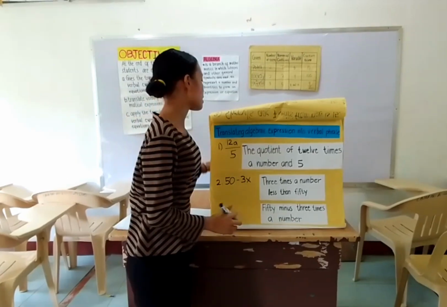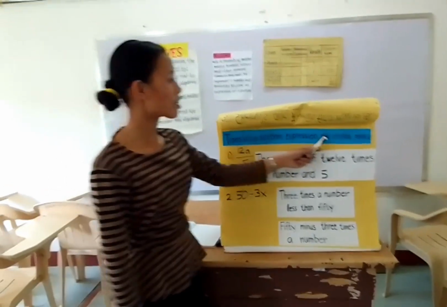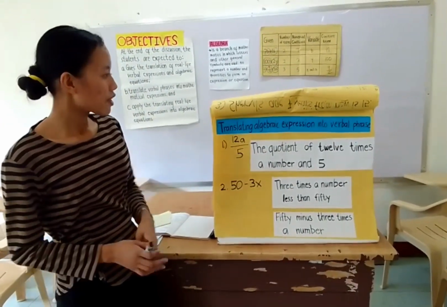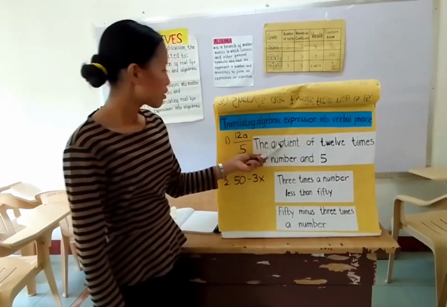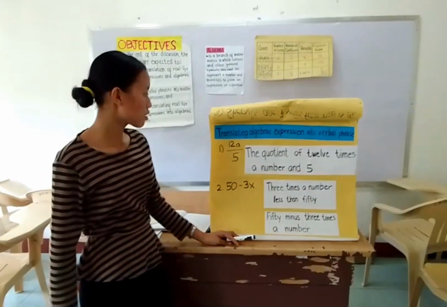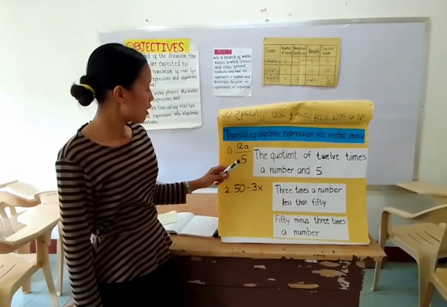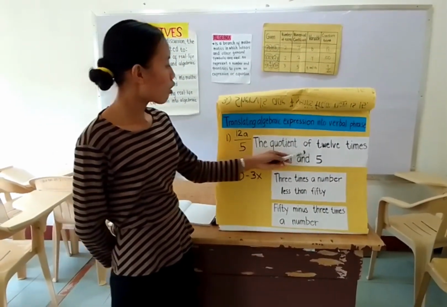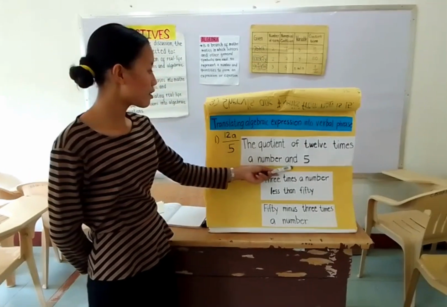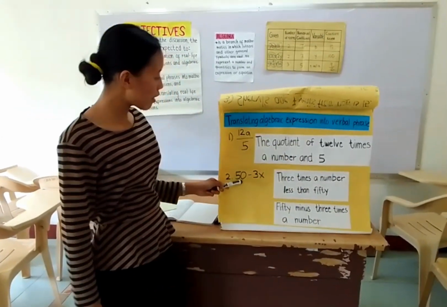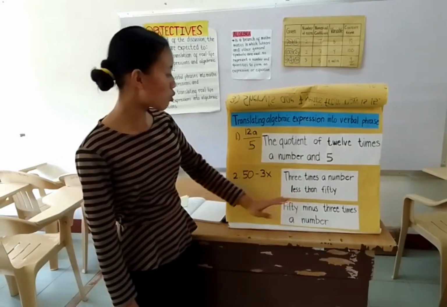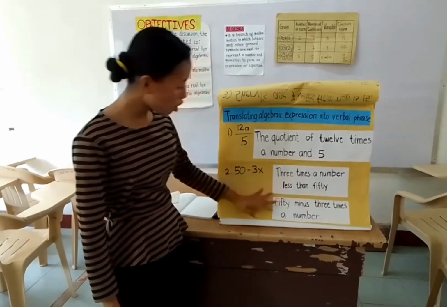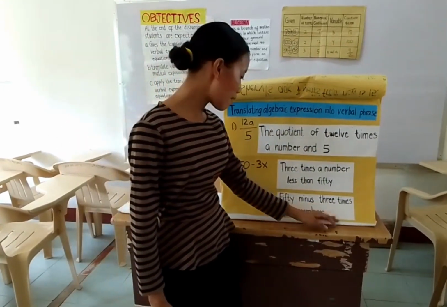Next, translating algebraic expressions into verbal phrases. Number 1, 12a over 5. When we write it into a verbal phrase, it is the quotient of 12 times a number and 5. Next is 50 minus 3x. Written as a verbal phrase, it is 3 times a number less than 50, or 50 minus 3 times a number.